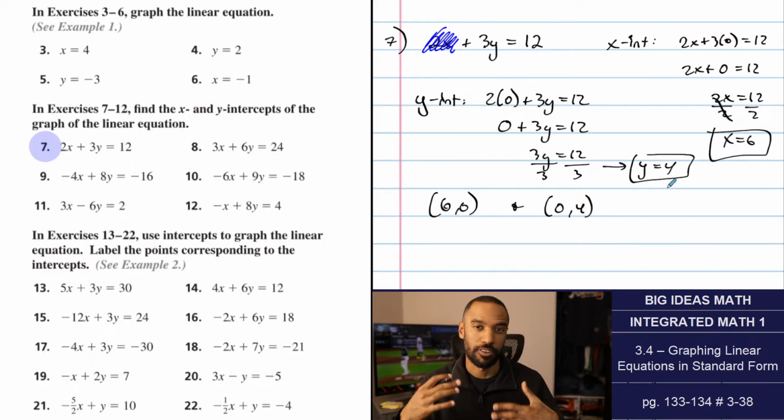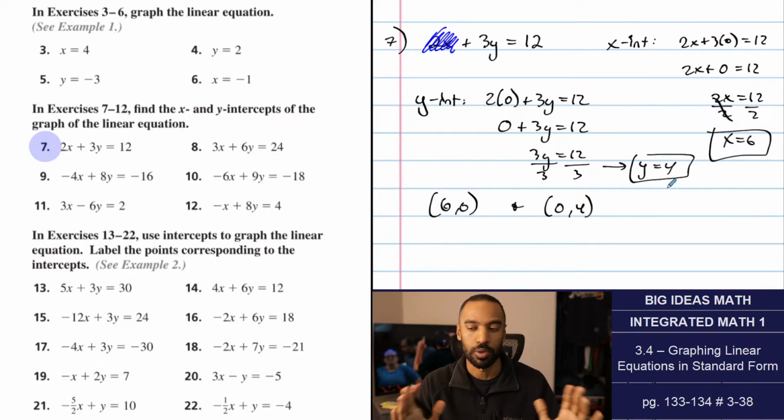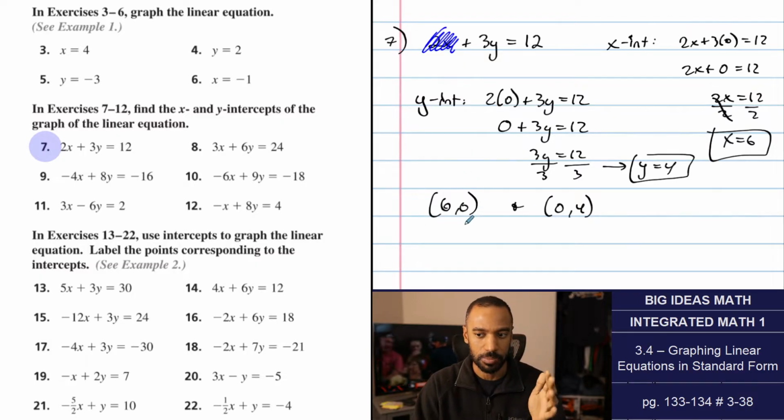As a math teacher, I'm very bad syntactically with understanding whether I can write x-intercepts as this or just the number itself. But the x-intercept is 6 and the y-intercept is 4. These are where they cross.